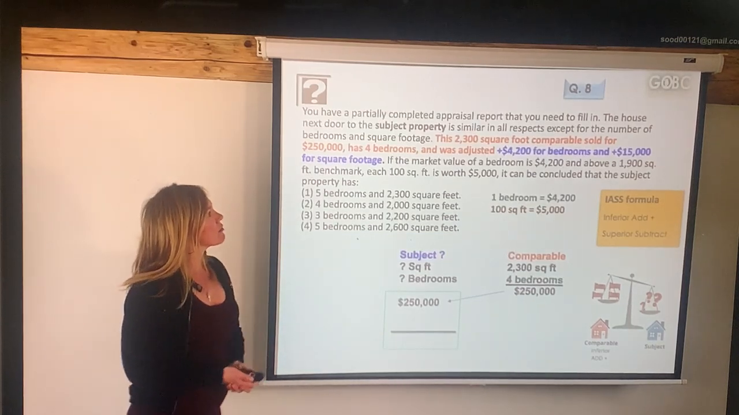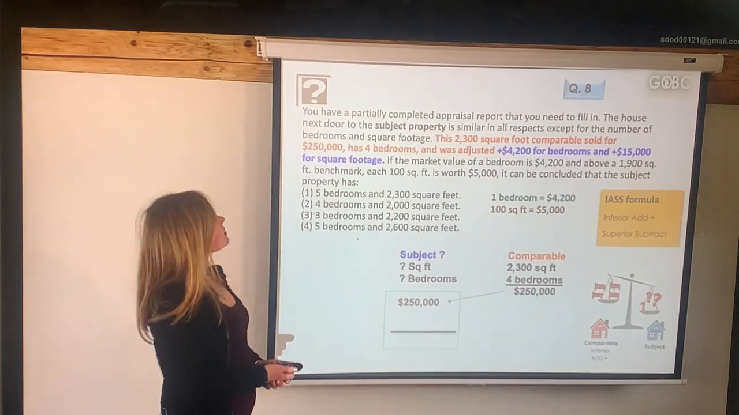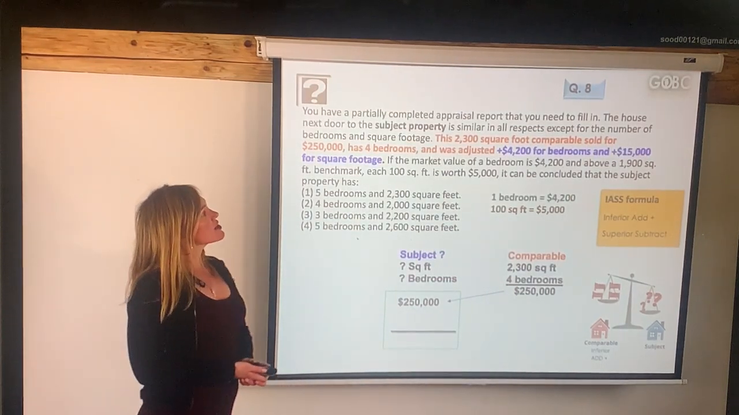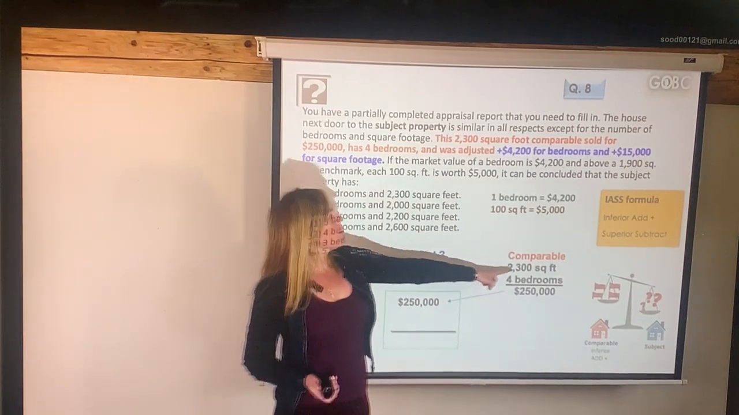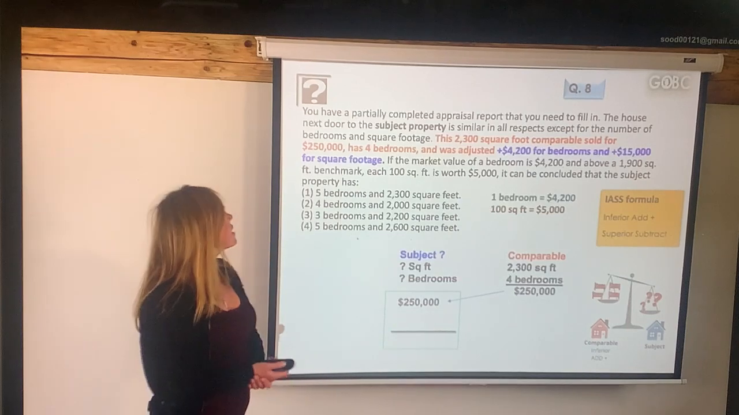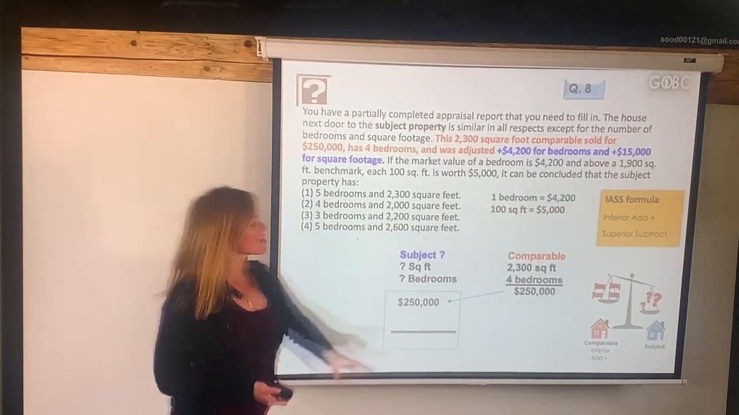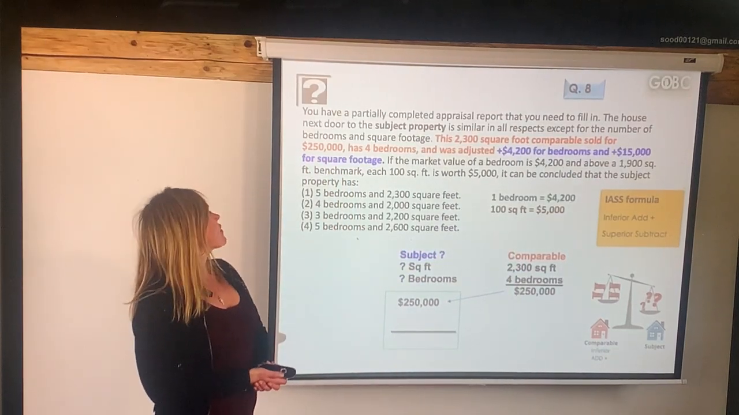Question 8, same thing. We're looking for the subject, and then we're looking for a comparable. So subject property, how do they phrase it differently? You have a partially completed appraisal that you need to fill in. The house next door to the subject property is similar in respect, except the number of bedrooms and the square footage. This comparable sold for 250,000, has 4 bedrooms and was adjusted. So we always adjust in this stuff by 4,200 and 15,000 for square footage.